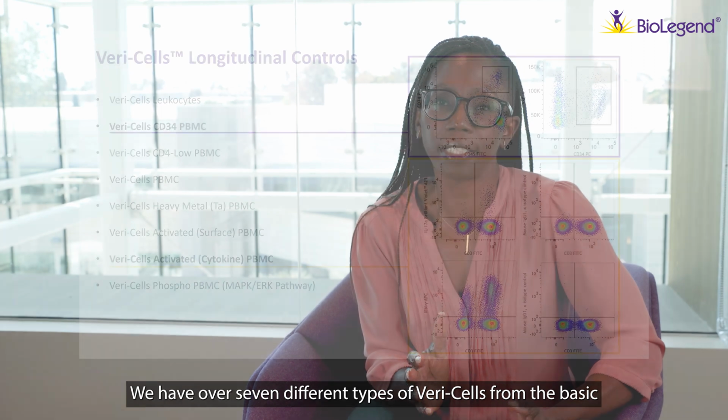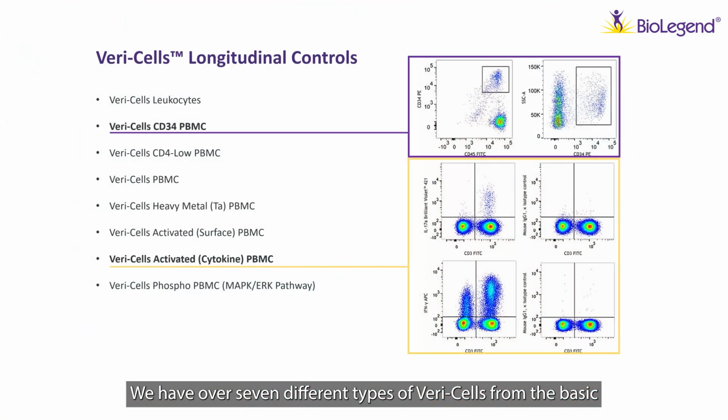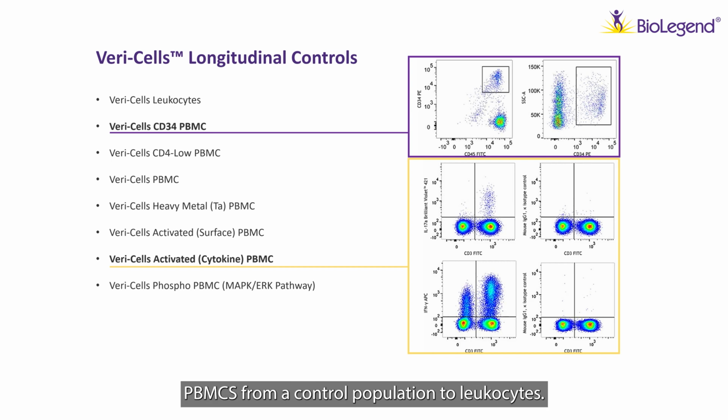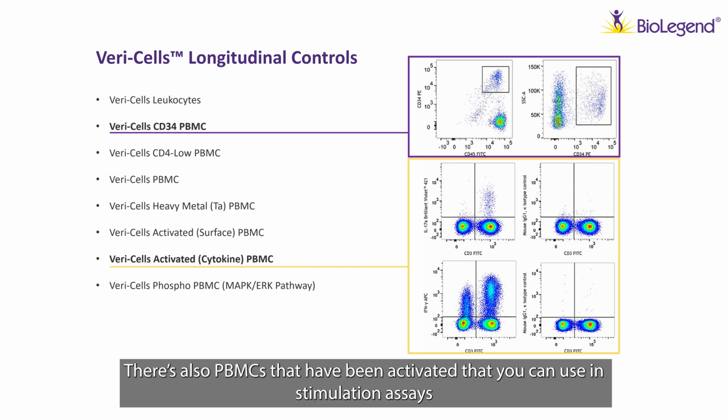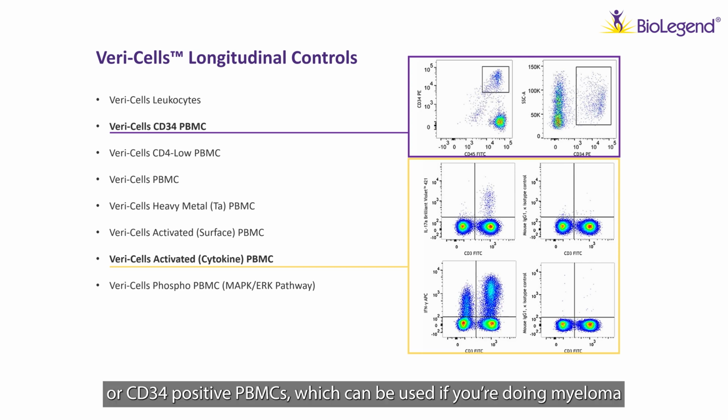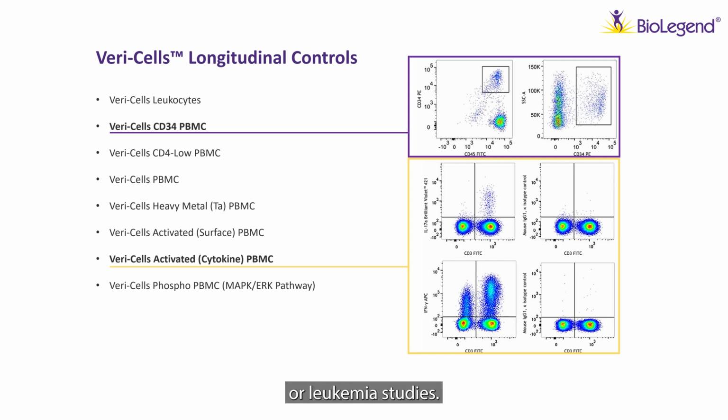So we have seven different types of Vera cells, from the basic PBMCs, your control PBMCs from a control population, or leukocytes. There's also PBMCs that have been activated that you can use in stimulation assays, or CD34 positive PBMCs, which can be used if you're doing myeloma or leukemia studies.